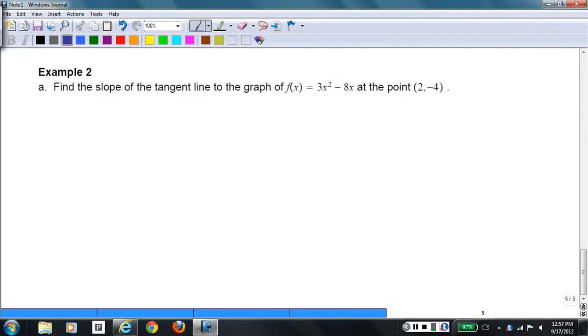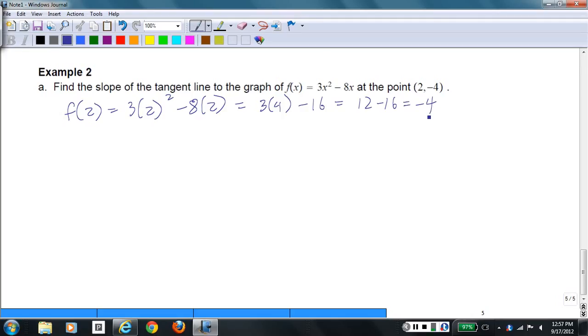Find the slope of the tangent line to the graph of 3x squared minus 8x at the point (2, -4). Let's first just confirm that f of 2 actually does equal negative 4. Otherwise, we'll correct the y coordinate. f of 2 equals 3 times 2 squared minus 8 times 2. So that equals 3 times 4 minus 16. That's 12 minus 16, which sure enough equals negative 4.